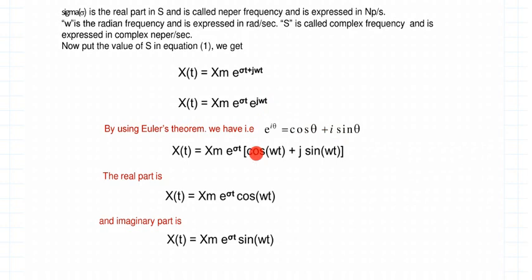I get cos of omega t plus j sine of omega t, correct? Now I'll multiply each of these terms inside. So I'll multiply xm e raised to sigma t to the first term, and I'll multiply xm e raised to sigma t to the second term. So when I multiply, I will now have distinctly two terms.